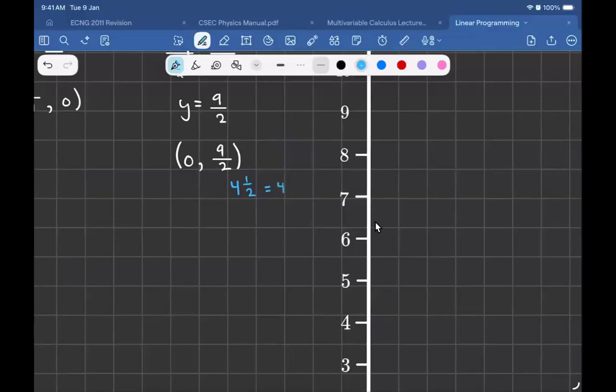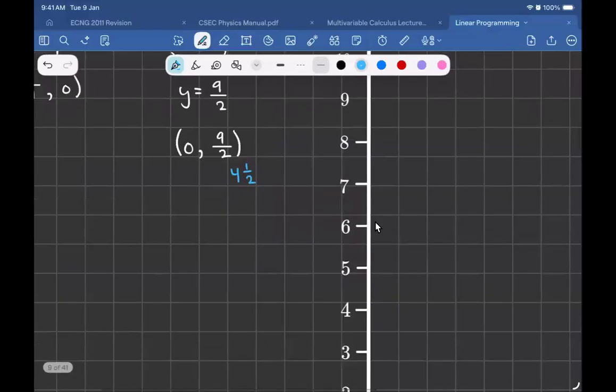4.5, right? So 4.5 is in between what two numbers? 4 and 5. So is it more towards the 4, more towards the 5, or exactly in the middle? Exactly in the middle. Right. And this would be 4.5. And the point would be 0, comma 9/2.